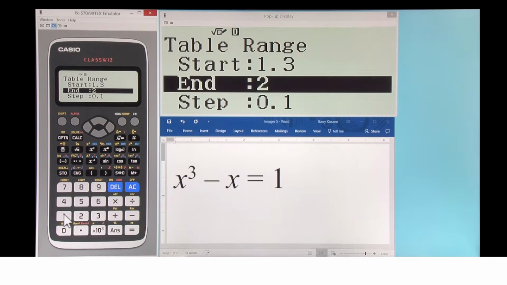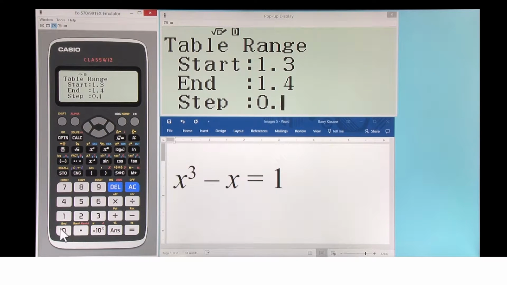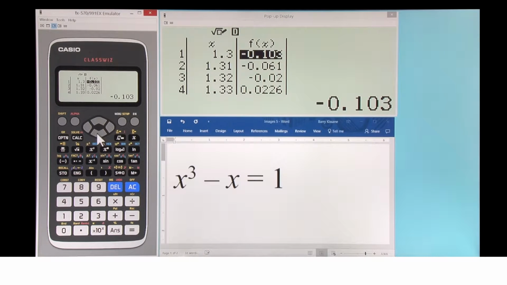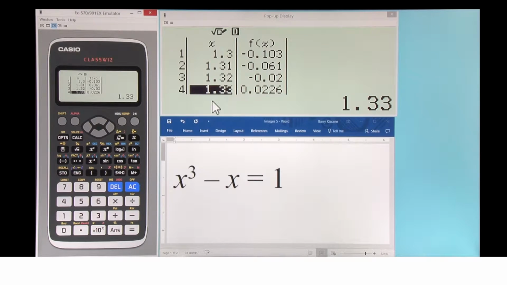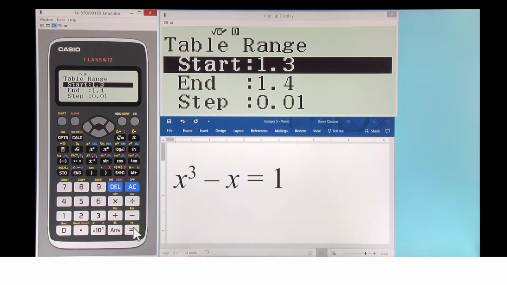1.3 is the minimum value, 1.4 the maximum value, and we choose a smaller step so we get a more refined table. And here we see 1.3 is negative there. Now it's moved to positive between 1.32. When x is 1.32, the value is negative. When x is 1.33, the value is positive. And so we need to, again, get another solution somewhere between 1.32 and 1.33.